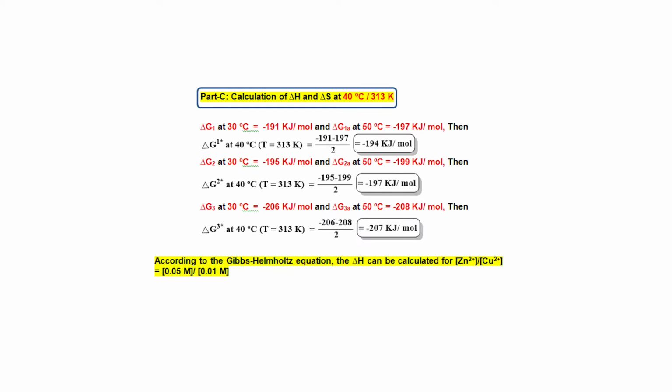Now we have two different temperatures. The first was done at room temperature, 30 degrees centigrade, and the second at 50 degrees centigrade. For the delta H calculation, we need to take the average, so we have the values for 40 degrees centigrade. We get the average of delta G for both temperatures, and use this in the Gibbs-Helmholtz equation.